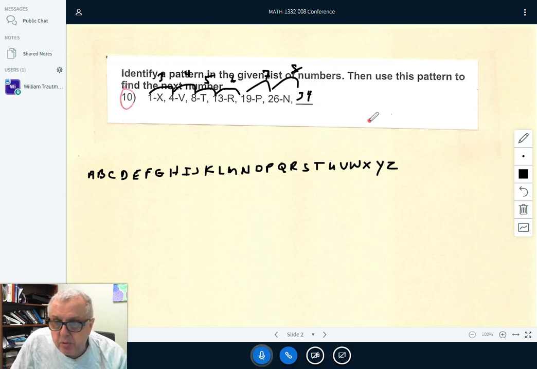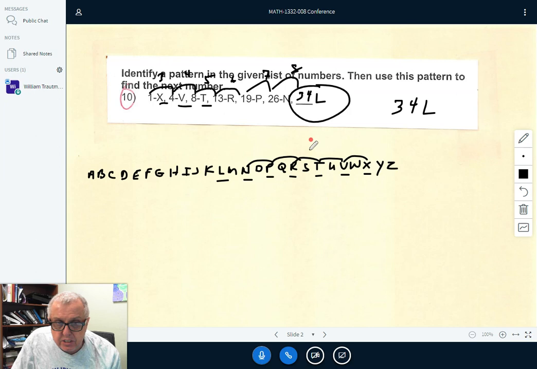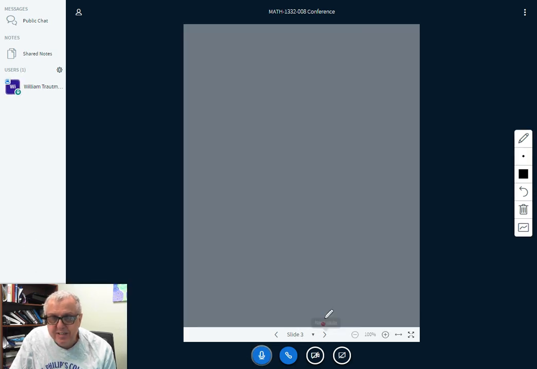So that's the number part, 34. Now the letter part: we go X, V, T. Here's X, here's V, here's T, then R, then P, then N. If you look at that, it skips 2 going backwards. So the next one should be L. So the next term in this series should be 34L. Now, that's a tough one unless you write out the alphabet like I did there.